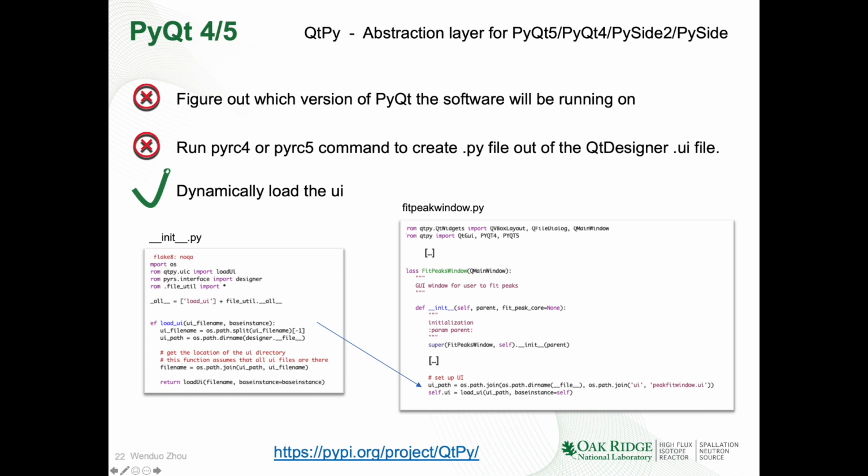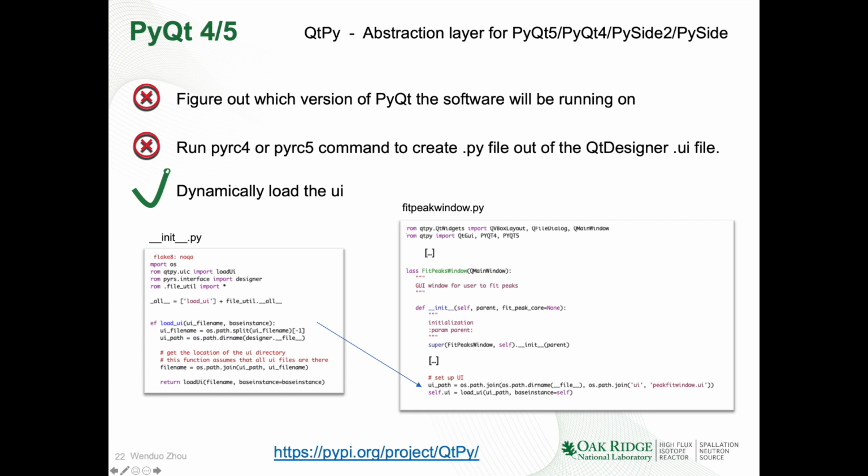The elegant solution is to use QtPy, which is an abstract layer for PyQt 4 and 5, and PySide 2. It automatically figures out which version of PyQt of the OS that the software will be running on. As we know, Qt6 is coming in November 2020. We expect to use QtPy for Qt 4, 5, and 6 compatibility.